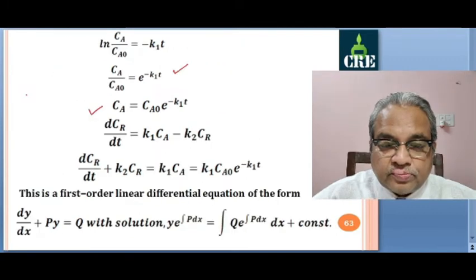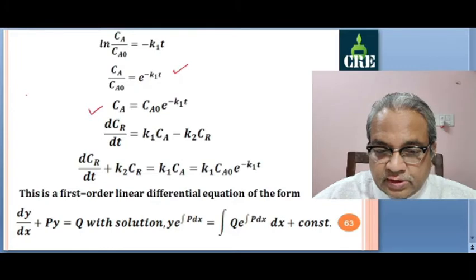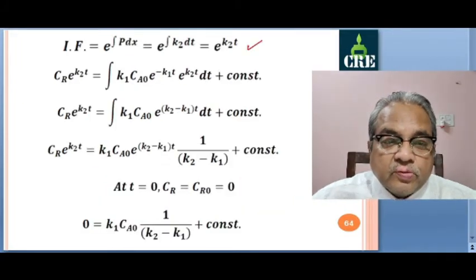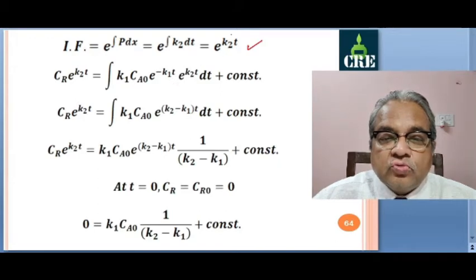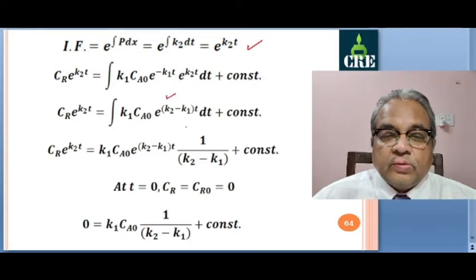Now what is the solution? Y into e raised to integral P dx, that is the integrating factor. Y is CR, integrating factor is e raised to K2t. Integral Q is K1 CA0 e raised to minus K1T into integrating factor e raised to K2T dt plus some constant which is to be evaluated. So this I can write as e raised to K2 minus K1 into T.